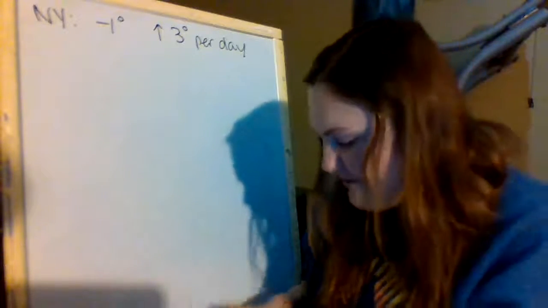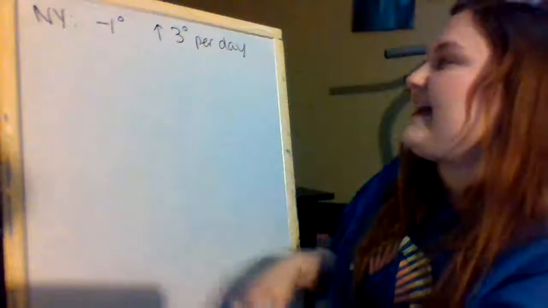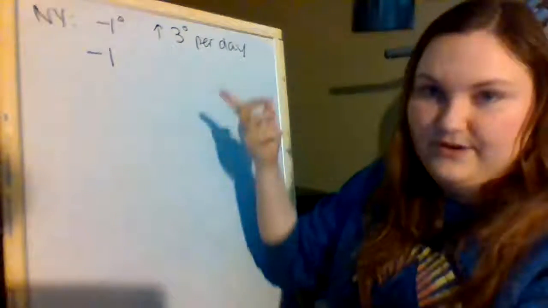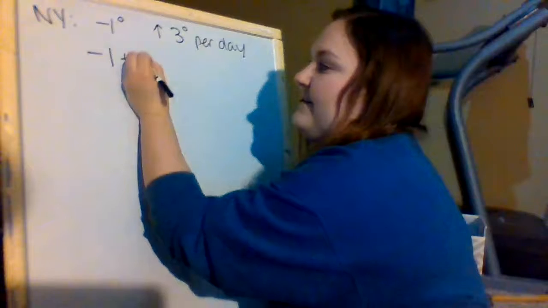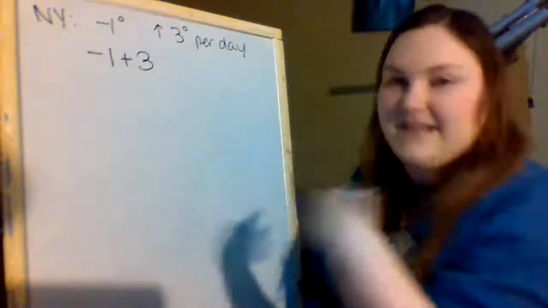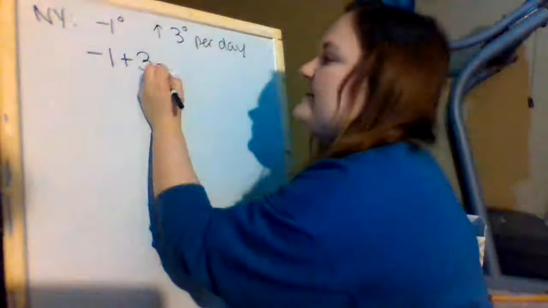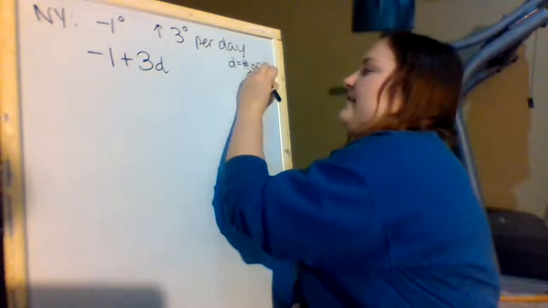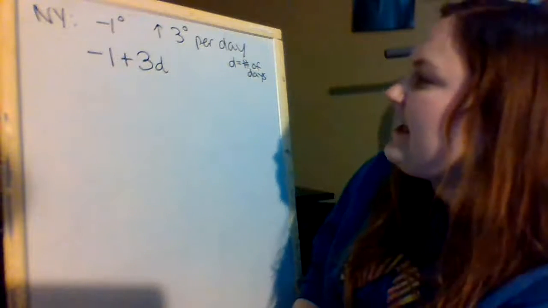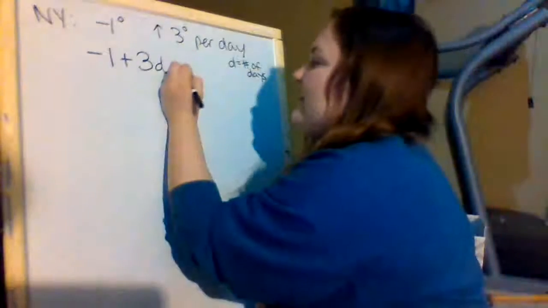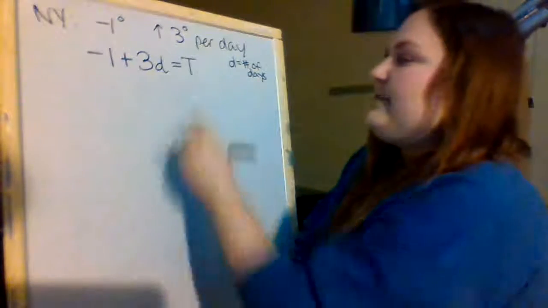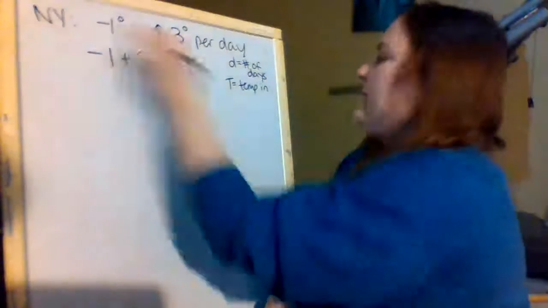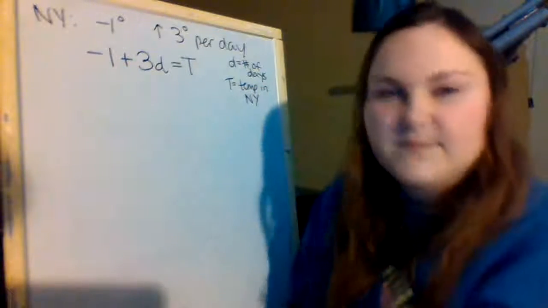All right. So our equation could look something like this. We could say, well, it's starting at -1, and it's going up 3 degrees each day. Going up means we want to add 3 degrees times however many days have passed. So I'll use D. Maybe off to the side, I'll write D represents the number of days that have gone by. And then it needs to be an equation. So I could say that equals, let's call it T, where T just represents the temperature in, we were talking about New York.